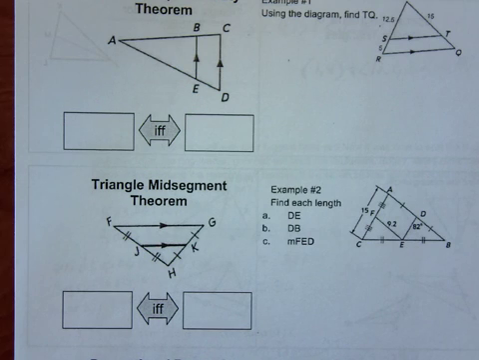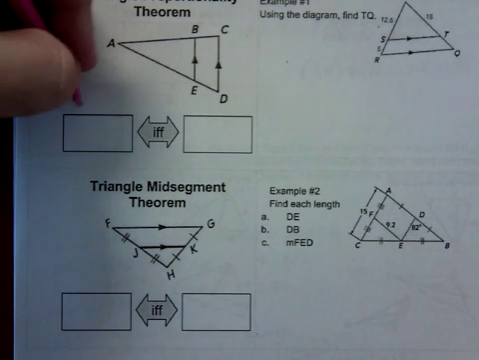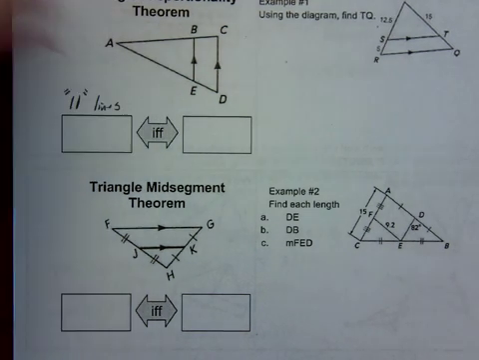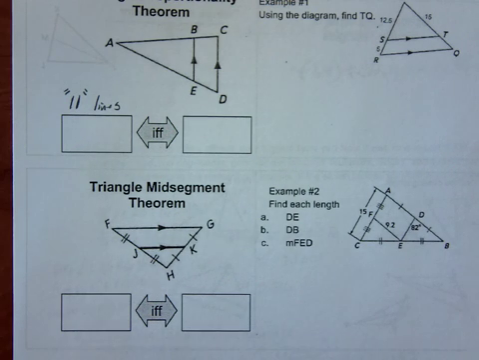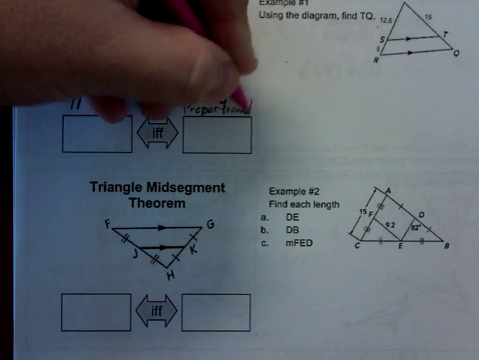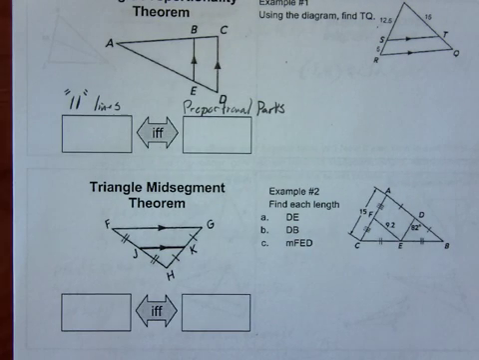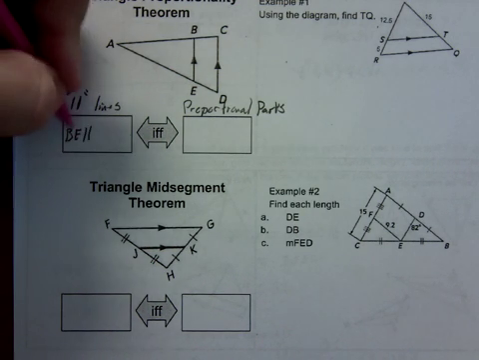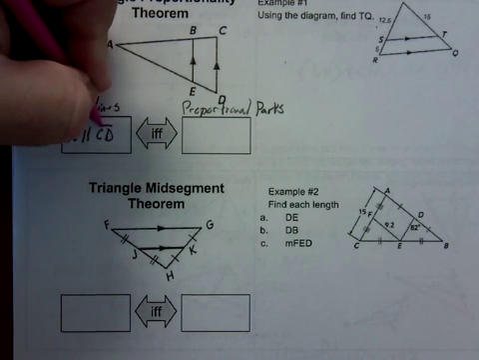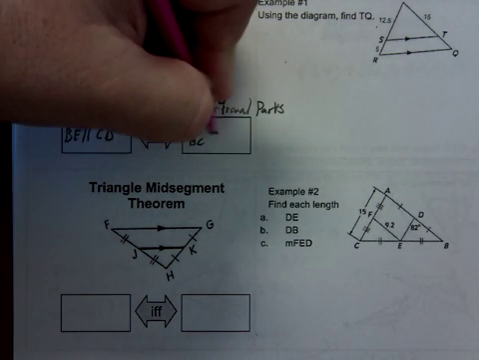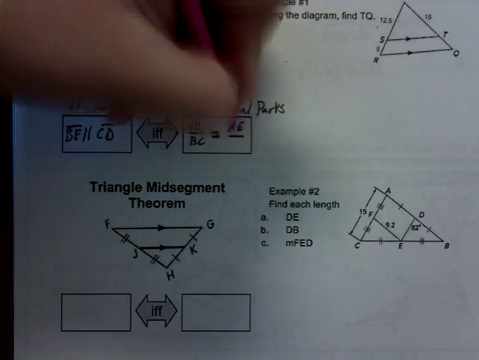All right, here is the triangle proportionality theorem. You guys ready? Yes, sir. Okay, it says if you have parallel lines, you get proportional parts. What does that mean? Well, in this particular problem, that would mean if BE is parallel to CD, then AB over BC is equal to AE over ED.